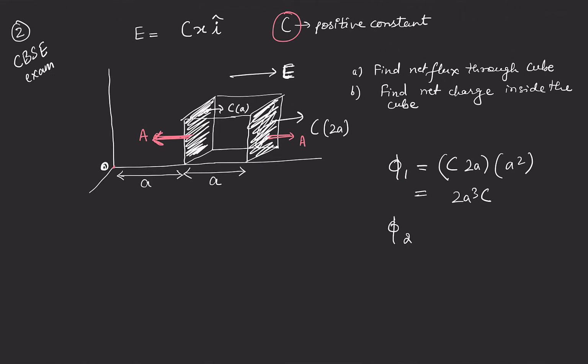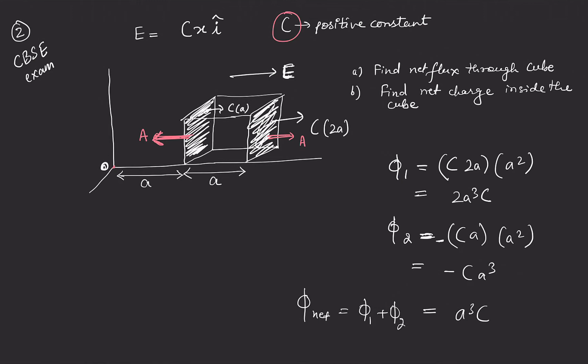Flux through the second surface would be c times a squared, and it would be negative since cos 180 is minus 1, or you can say that the area vector and E are in opposite directions. So this would be simply c a cube. So net flux is phi 1 plus phi 2, which will be equal to simply a cube c.